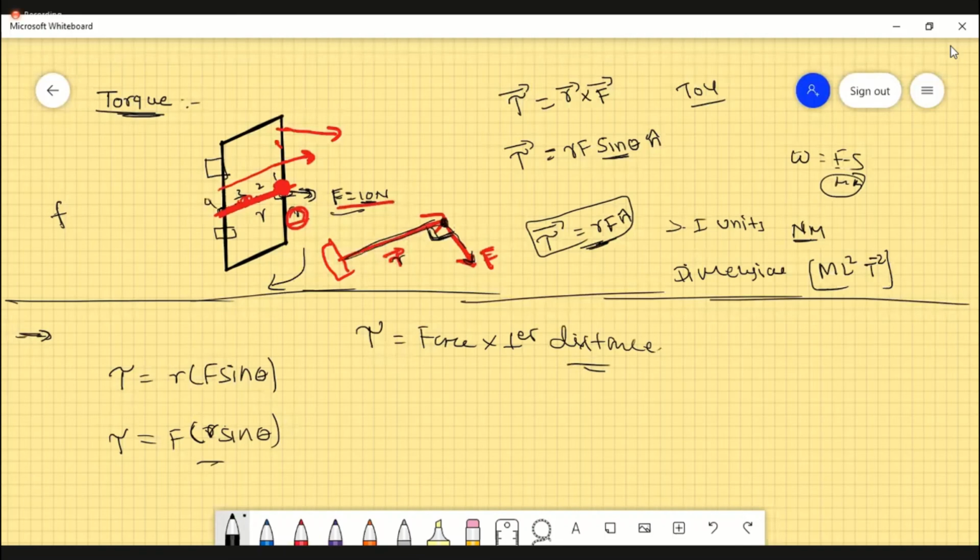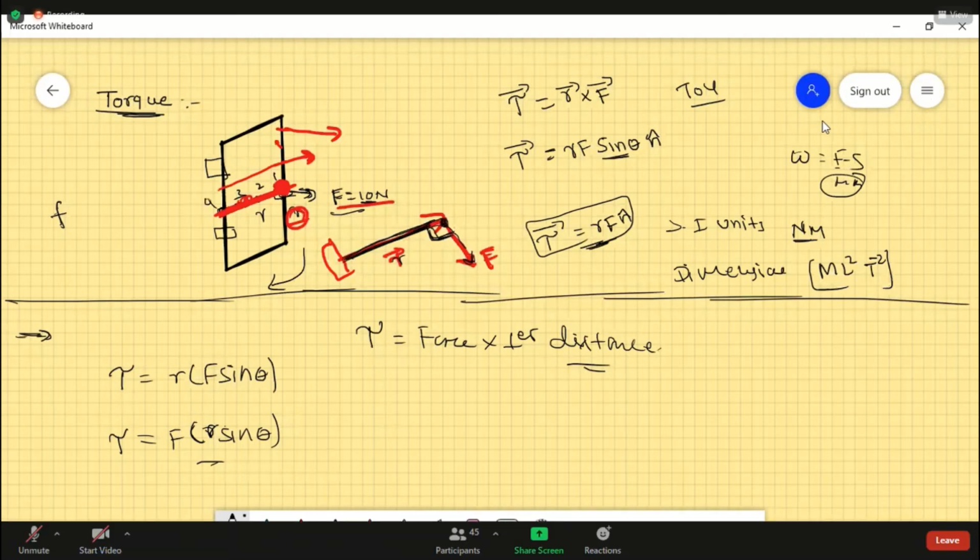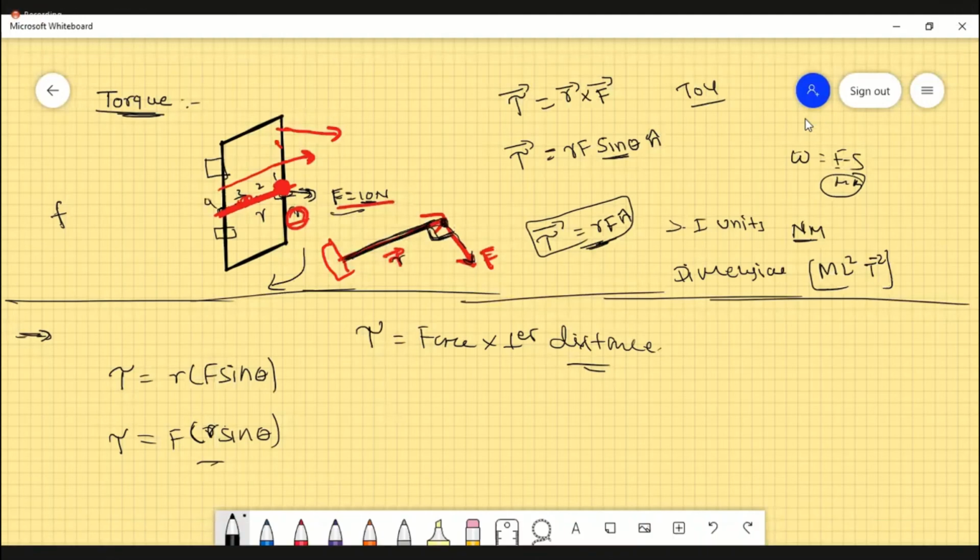For the direction of the torque, again we use the right hand thumb rule. Keep your four fingers in the direction of R, and if you bend your fingers downside, the thumb indicates the direction. That is the torque.